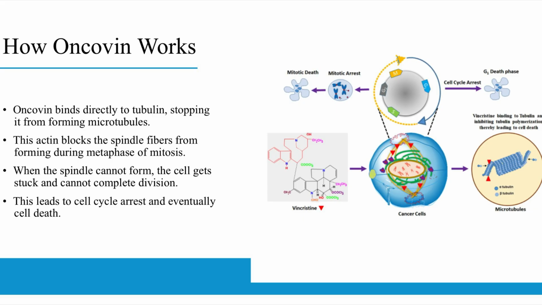The cell becomes arrested in a stage of mitosis called metaphase, where chromosomes are lined up but cannot be separated. When the cell cannot proceed past this point, it eventually triggers a self-destruct process known as apoptosis. This mechanism is especially effective against cancer cells, which are constantly trying to divide and multiply. By targeting a structure they rely on so heavily, Oncovin helps to stop their growth without directly damaging DNA, making it a powerful component of the CHOP treatment plan.